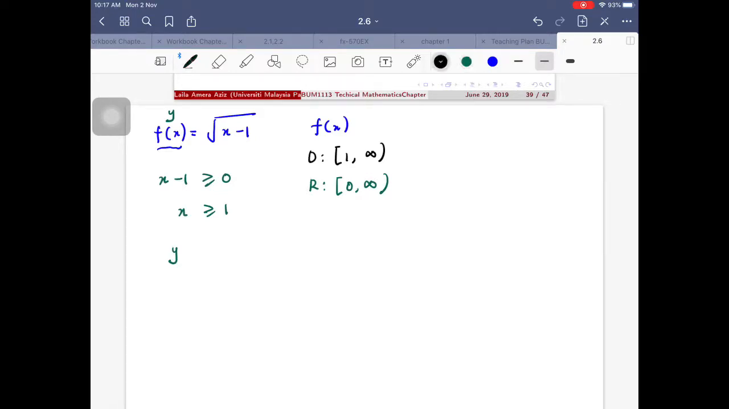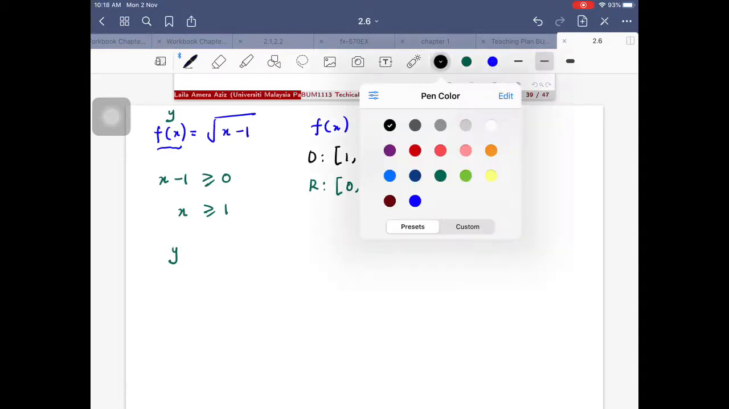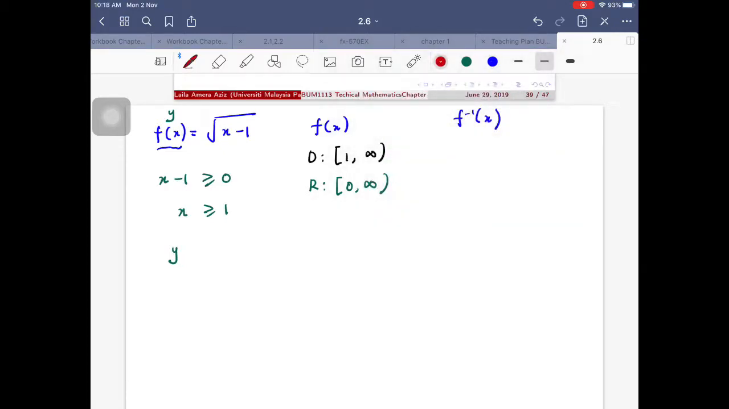Now let's find the domain and range for f inverse of x. It's going to be interchanged. What do I mean by interchange? The range for f of x is now going to be the domain for the inverse. So for the inverse, the domain is going to be from 0 until infinity. And whatever the domain is for f of x is now going to be the range for the inverse, which is from 1 until infinity. So that is how it goes.